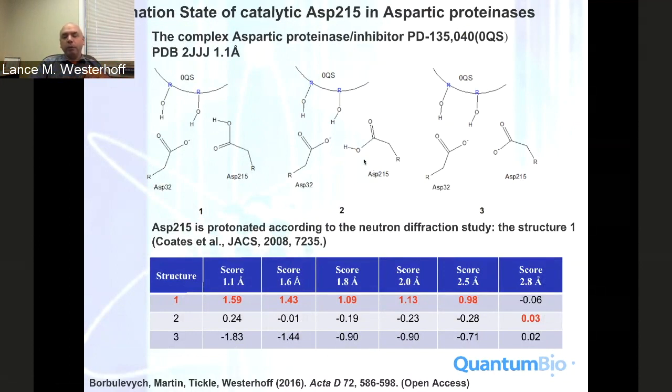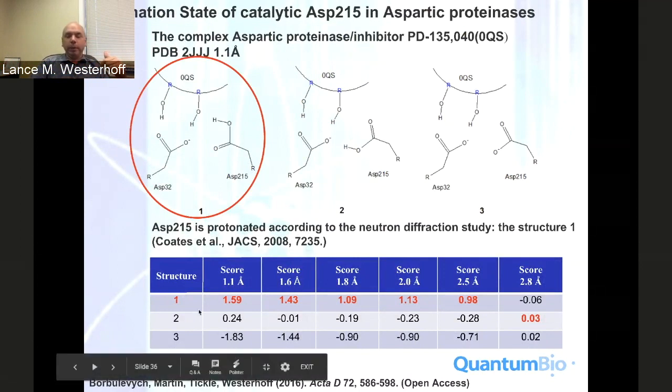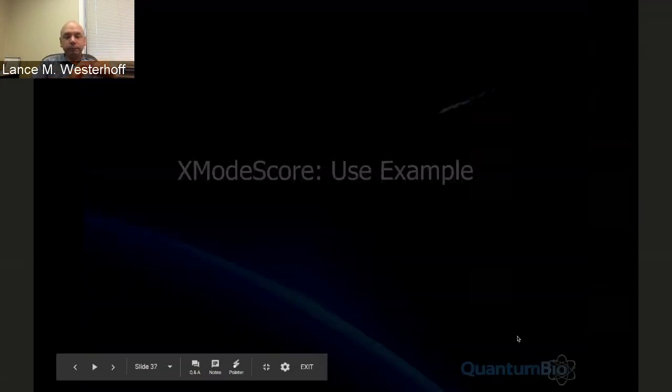And again, we have the neutron diffraction study that shows that it's number 1, but we also modeled all these other ones, and sure enough, we could show that the difference density and the strain basically worked in cahoots with one another to show that, yes, indeed, structure 1 is the best, all the way back to about 2.5, 2.8 angstrom, where it started to come apart and it was just very difficult to tell the difference really between any of them.